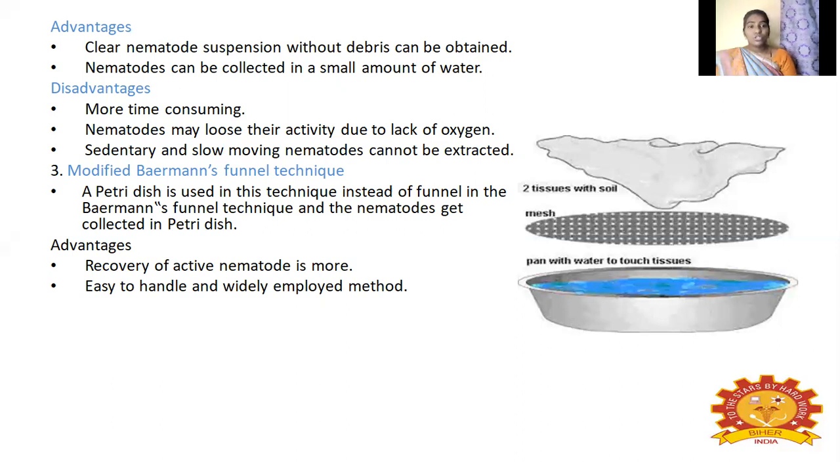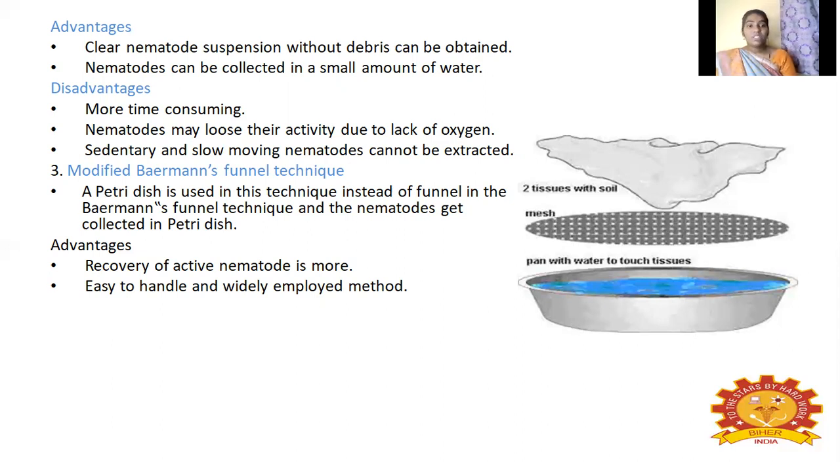Over that, two layers of tissue paper can be placed. So now this is the arrangement. After this, as usual, we can take any residue suspension and add it onto the filter paper, and we can add some water for the mesh and the water present in the petri dish to touch.